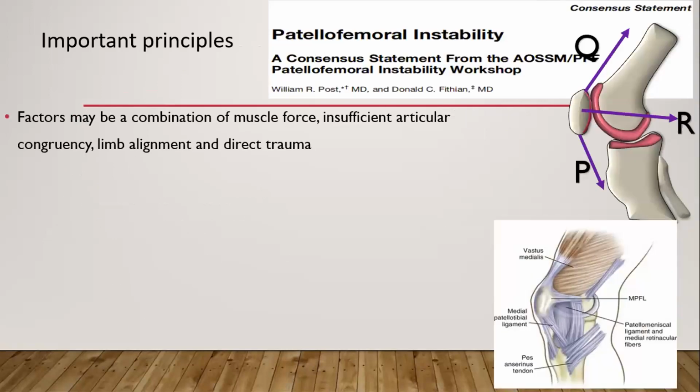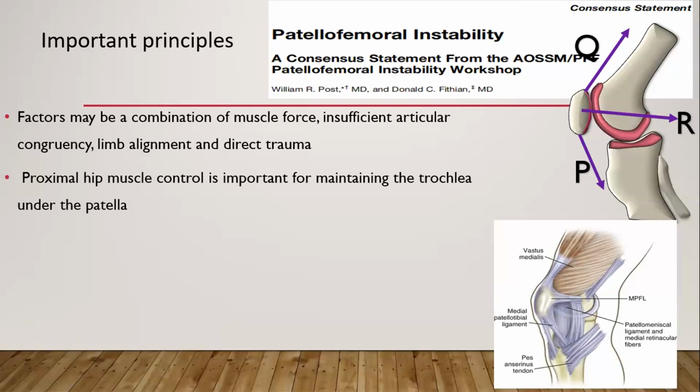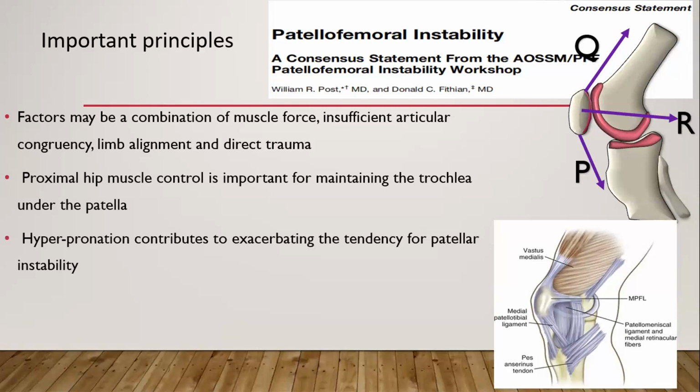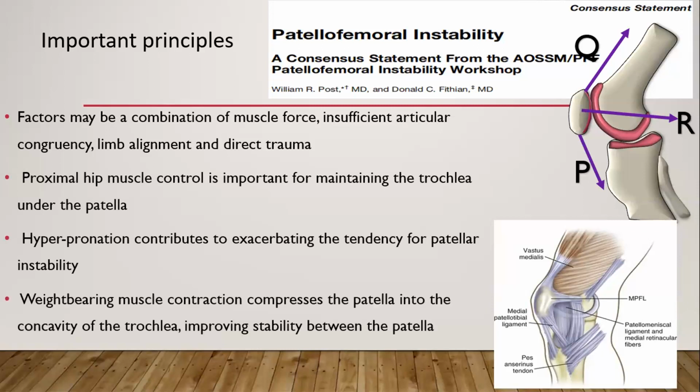An important principle to be known in patellofemoral instability is that the factors may be individual or a combination of different factors such as muscle force, insufficient articular congruency, limb alignment, or direct trauma. Proximal hip muscle control is important in maintaining the trochlea under the patella. Hyperpronation of the foot can also contribute to increasing patellar instability. And dynamically, when the patient is mobilizing, weight-bearing muscle contraction compresses the patella into the cavity of the trochlea, thereby improving stability.